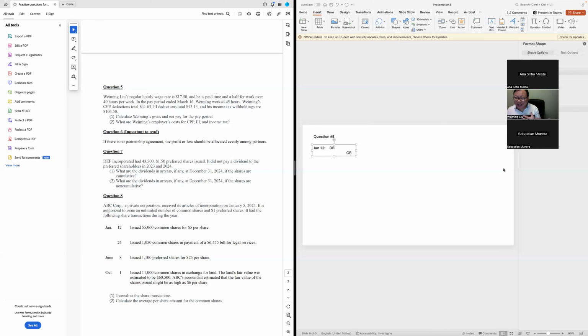But I'm not using cash. I am collecting cash, right? Cash is increasing, so I should debit cash for $275,000. What should I credit? Common shares. Common shares are equity, so when you credit equity, you increase the balance. So your common shares increased by $275,000.